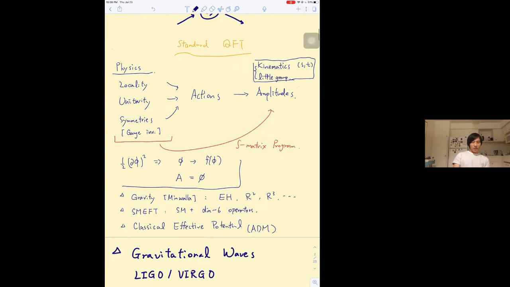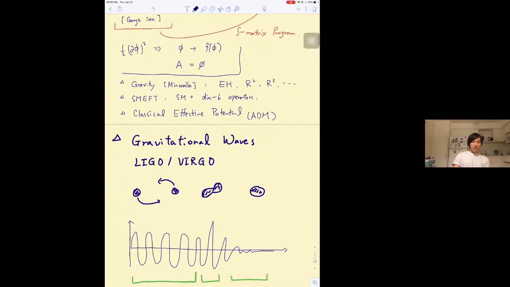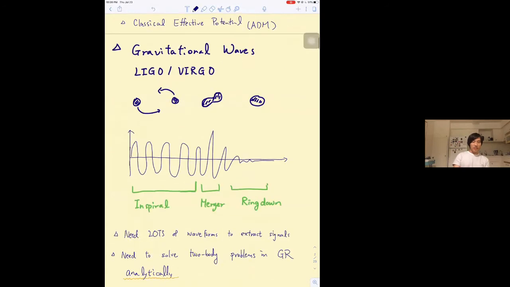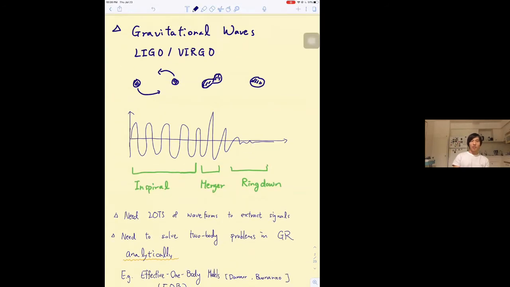Okay, so that's all I want to say about the general thing about the S-matrix program. So the next topic that we want to make connection with is gravitational waves.